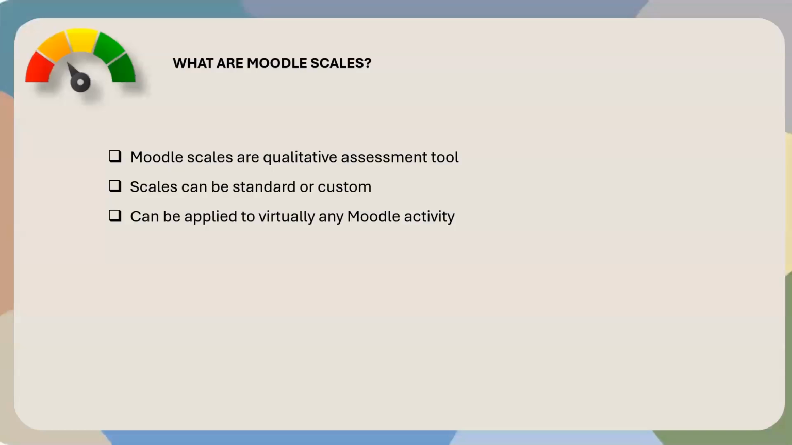Then, of course, when we think about scales, there are two types that we find on the Moodle platform. We have those which are referred to as standard scales. So these are the ones that are predefined and are set in Moodle. And then you have custom scales. These are the ones that we create. And so with scales, we can apply them to just about any activity in Moodle: assignments, forum, glossaries, workshop, just about any activity that you can think of. All right, so that's essentially what Moodle scales are.